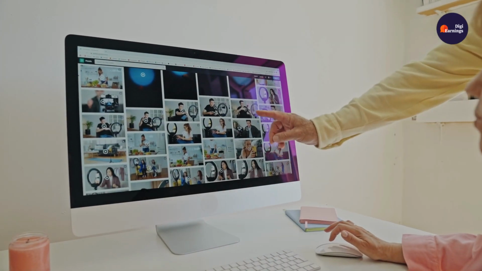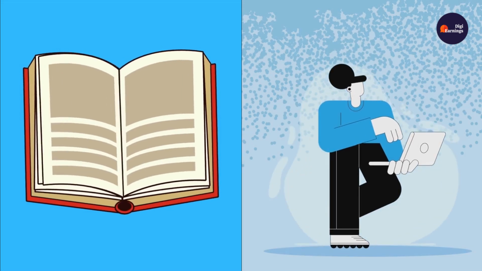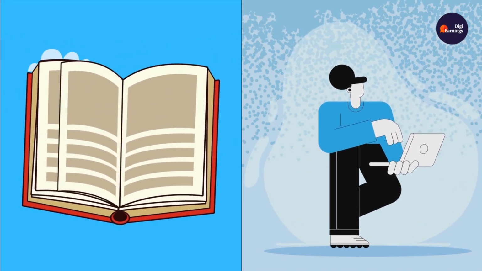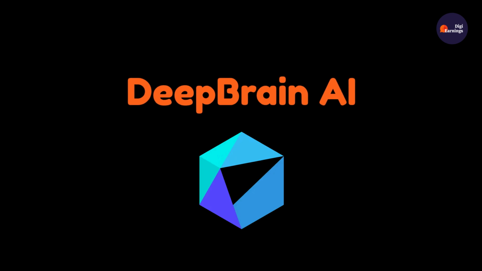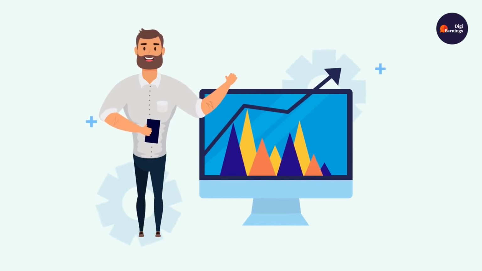Imagine being able to generate stunning videos with just a few lines of text. Introducing text-to-video AI, a revolutionary tool that is changing the game of YouTube automation. With the power of DeepBrain AI, you can now create captivating videos without spending hours in front of the editing software. Here's how it works.